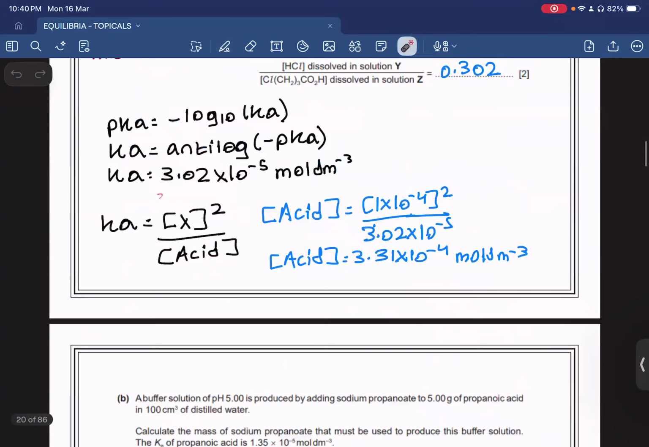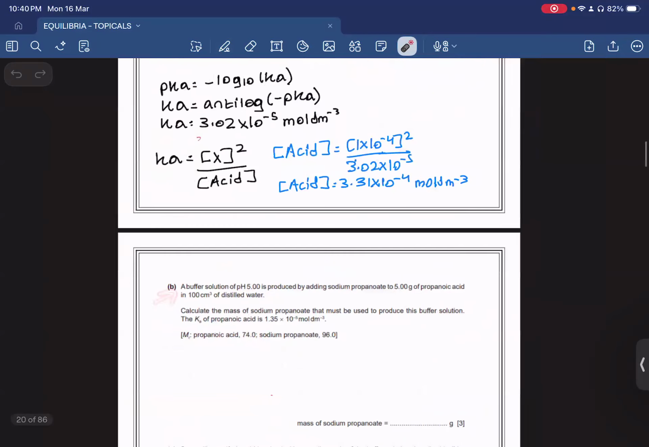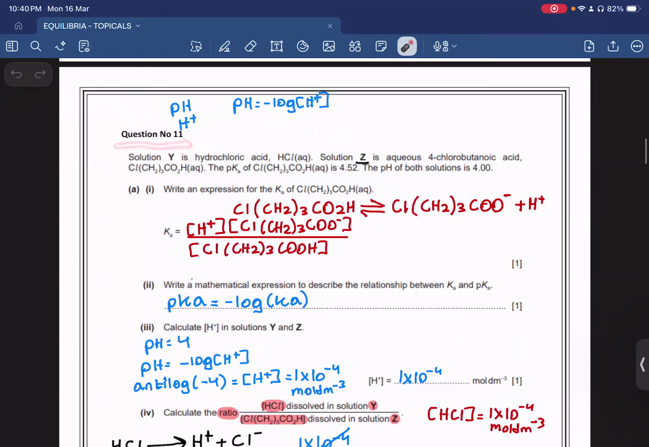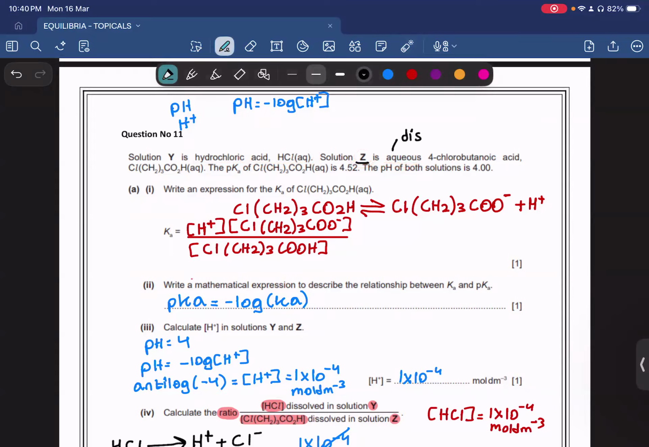So this question right here, the buffer solution question, is a continuation of this right here. Let's read this again. Question 11 says that I have a solution Y. This solution Y is hydrochloric acid. Now, hydrochloric acid, obviously, you guys know this. This is a strong acid. Solution Z is aqueous. What does aqueous mean? Aqueous means dissolved in water.